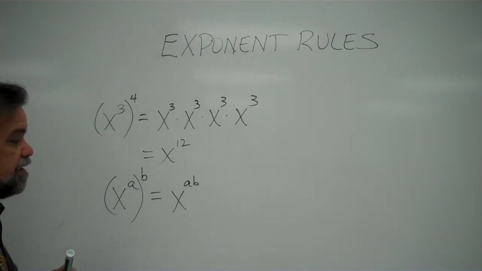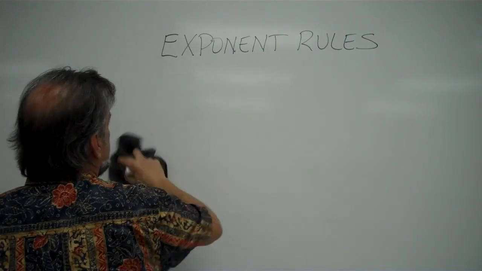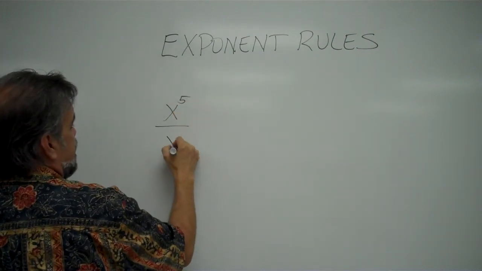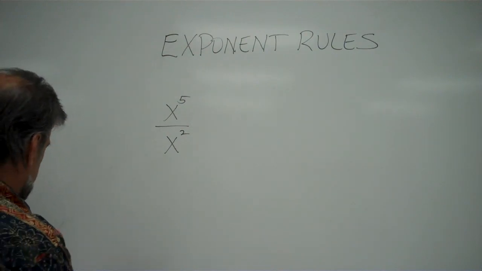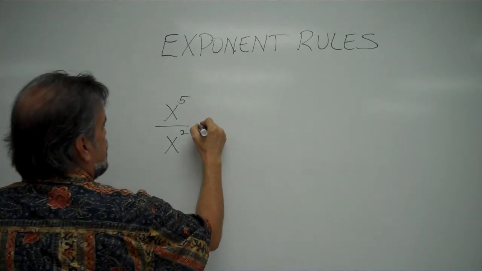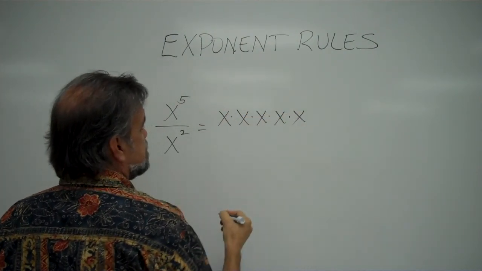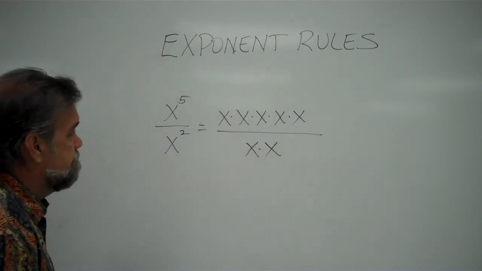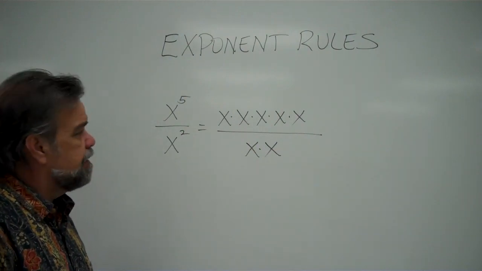Now let's look at rule number three. Let's say we have x to the fifth divided by x squared. Okay? Well, x to the fifth, that's just x times x times x times x times x. And that's over x times x, right? Think maybe we could simplify this fraction a little bit?